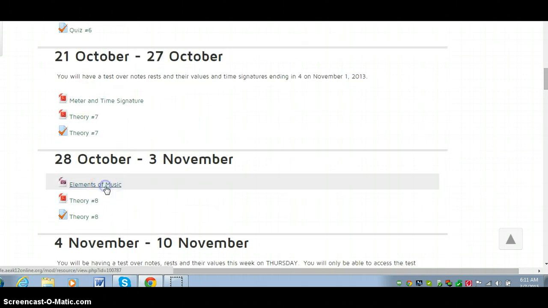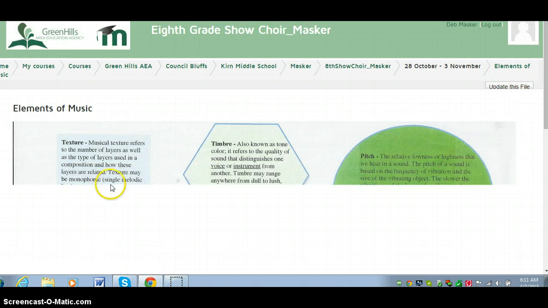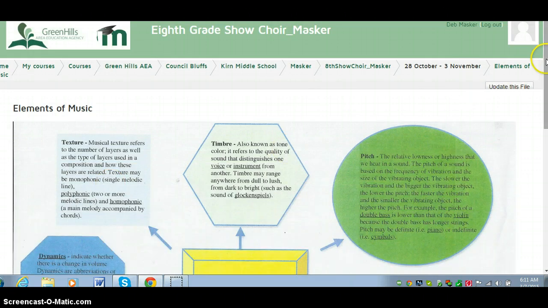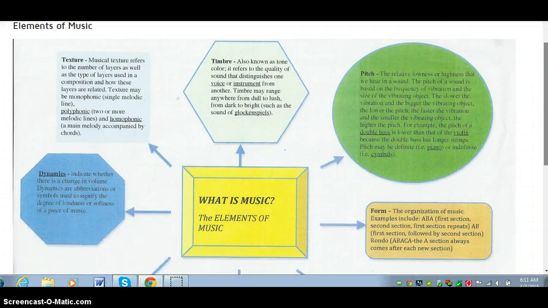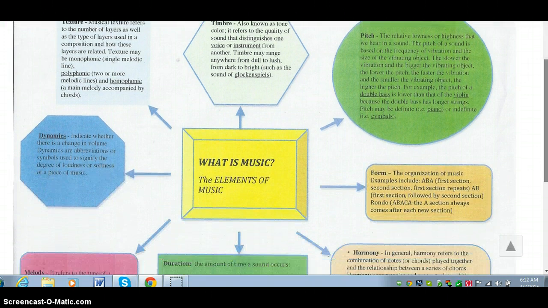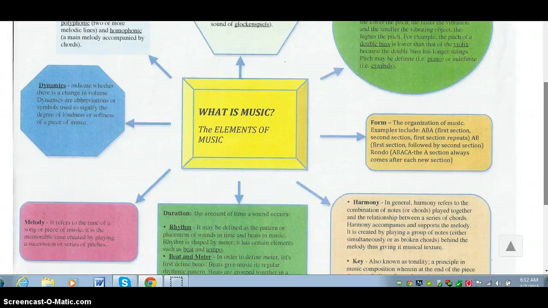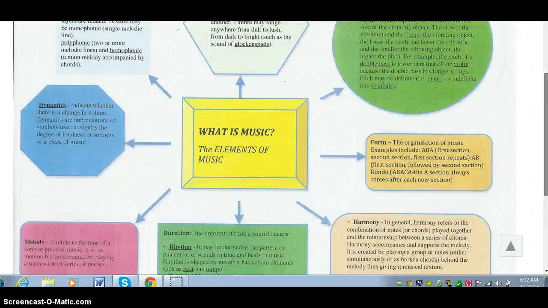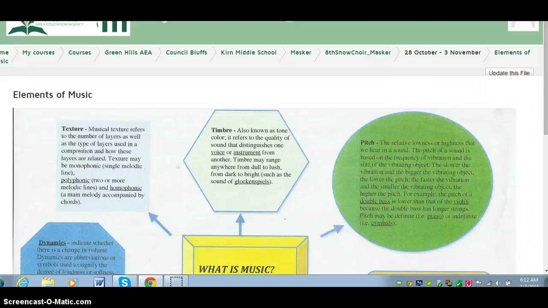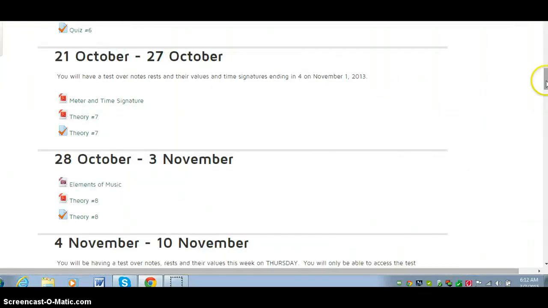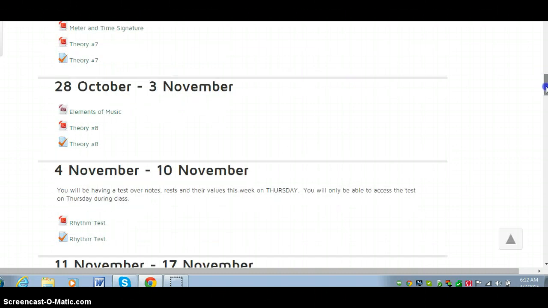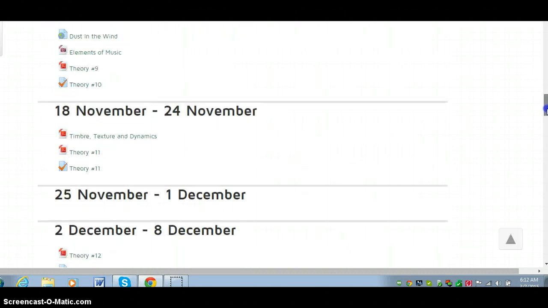Here is a concept map that reviews the elements of music that we worked with the students on, and this really helped them to be able to understand and have that graphic representation of the elements of music. So putting those kinds of pieces of information on the site were very helpful.